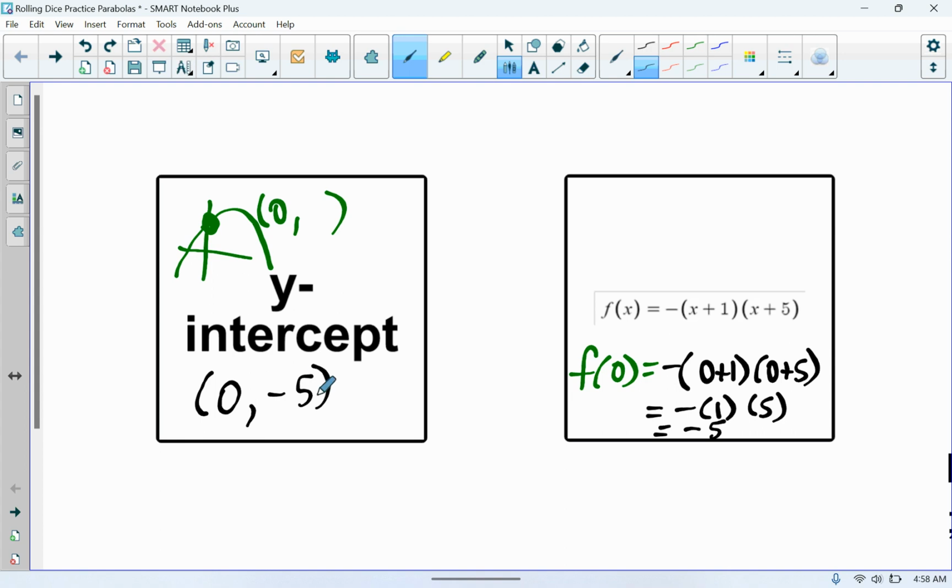So anytime you're looking for y-intercept, it doesn't matter what form you're using, doesn't even matter what function it is, you're always going to replace x with 0.